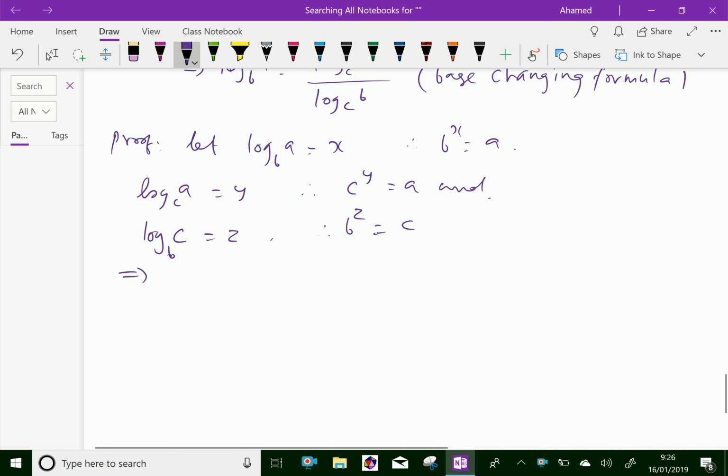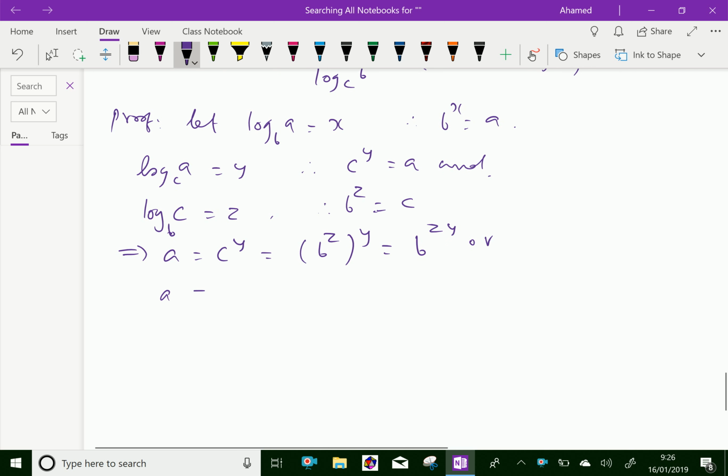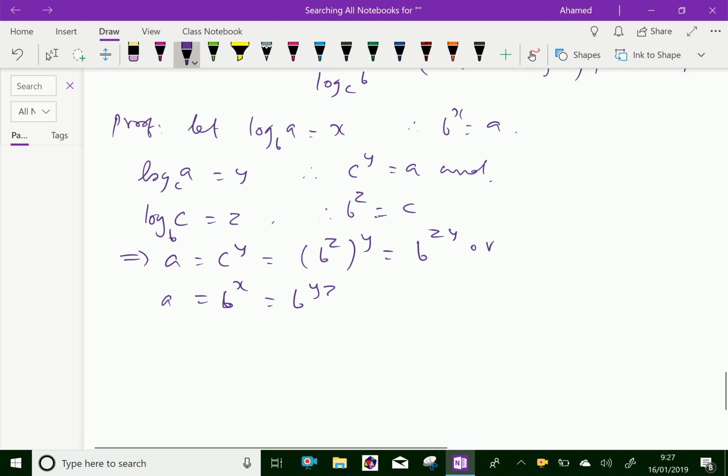We can say now a is equal c power y. That is equal b power z, because c is b power z, into y, which is equal b power zy, or you can say a is equal b power x. Instead of b, you can write c, that is b power yz. Therefore, you can say x equal yz.